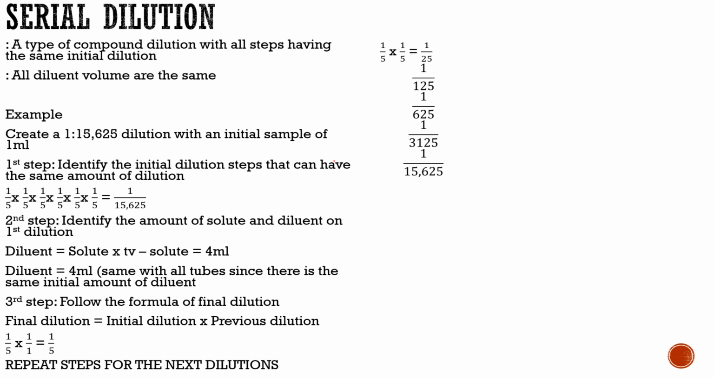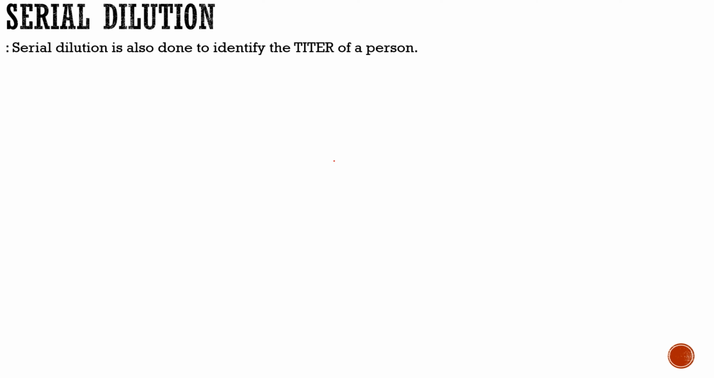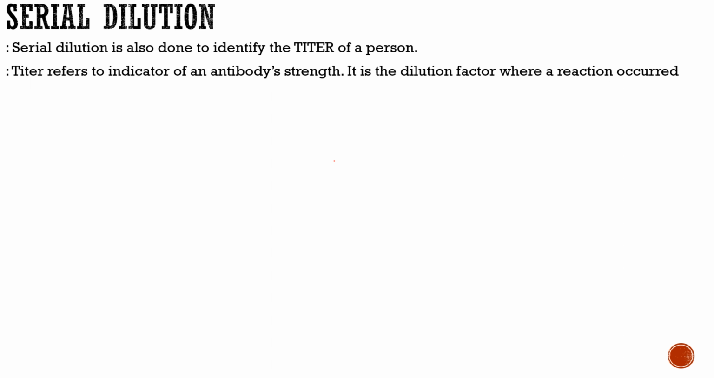So, I hope you were able to learn something from it. Now, serial dilution, class, is also done to identify the titer of a person. So, you will hear a lot of topics related to this titer. Whenever we talk about titer, class, this refers to an indicator of an antibody strength. It is the dilution factor wherein a reaction occurred. Meaning, class, yan yung dilution factor where the sample became positive. Meaning nag-react siya, meaning naging positive siya.